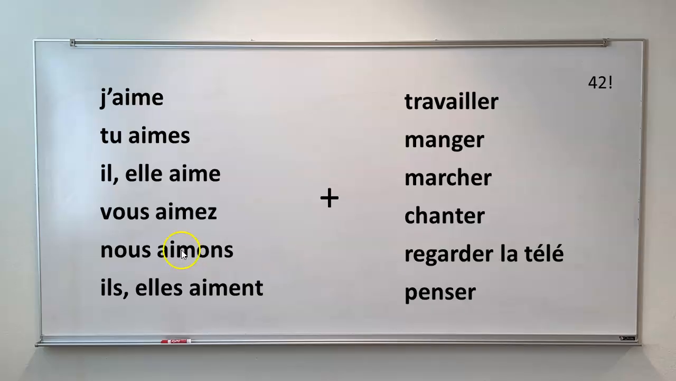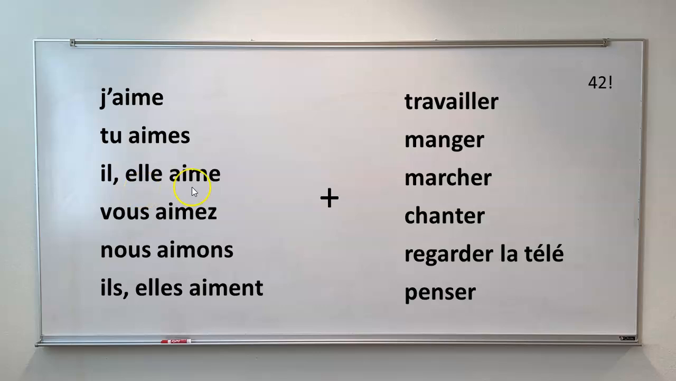He likes. Il aime. He likes to work. Il aime travailler. He likes to eat. Il aime manger. He likes to walk. Il aime marcher. He likes to sing. Il aime chanter. He likes to watch TV. Il aime regarder la télé. He likes to think. Il aime penser.